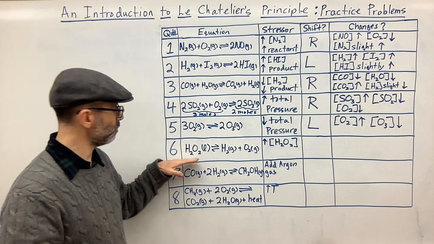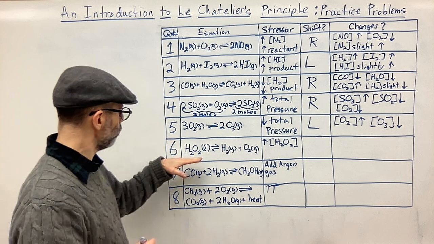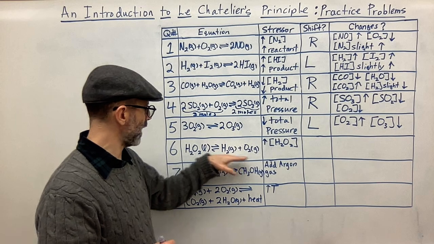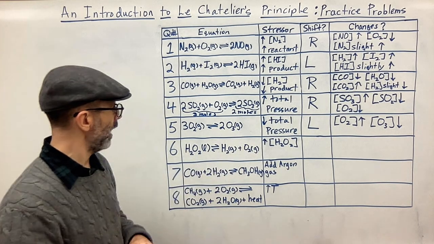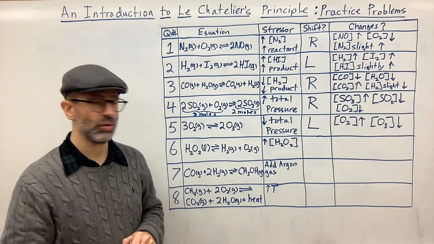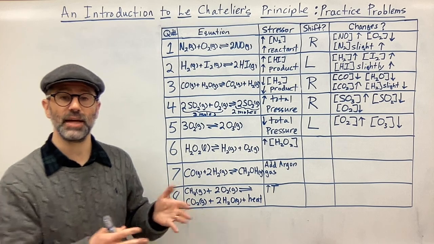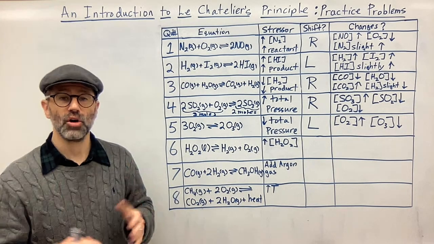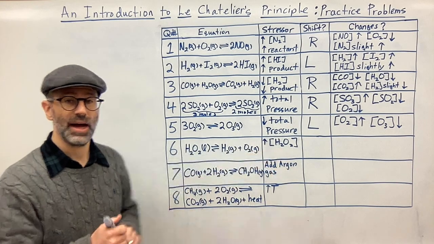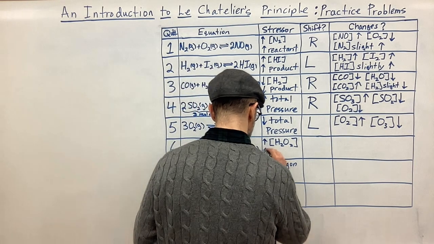All right, number 6. What about number 6? So here we have H2O2 liquid in equilibrium with H2 gas and O2 gas. And so what is our stressor? We are going to increase H2O2. So again, we're back to the same question. In this case, we're increasing the amount of our reactant.